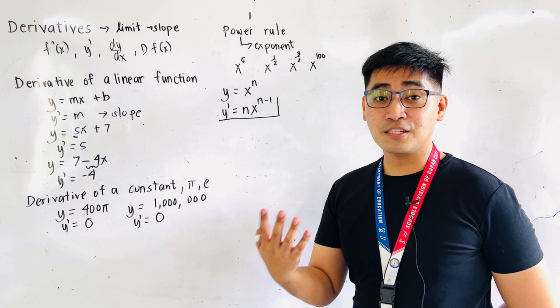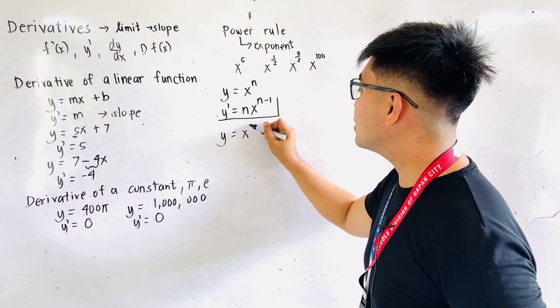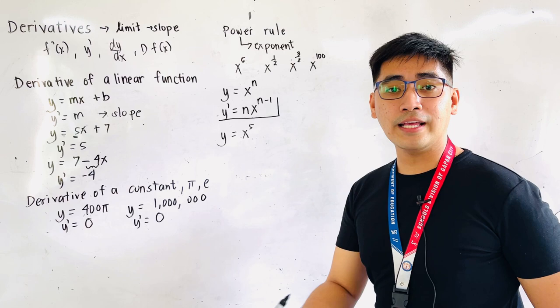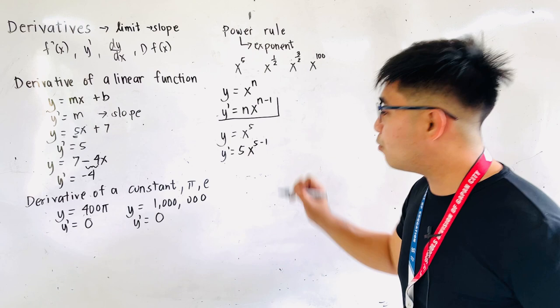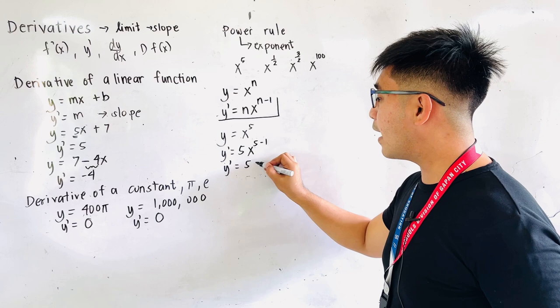Example, what if we're given y is equal to x raised to 5? So how do we identify the derivative of y is equal to x raised to 5? Therefore, y prime is equal to, what do we do now using power rule? Bring down 5, write down the given, and then subtract 1 from the exponent. That becomes y prime is equal to 5x raised to 4.